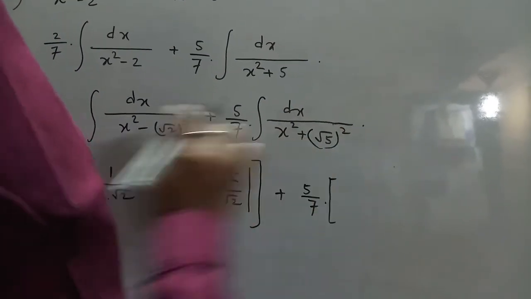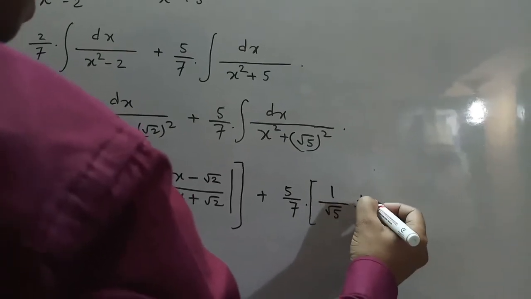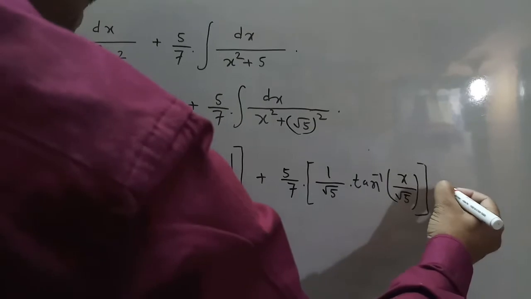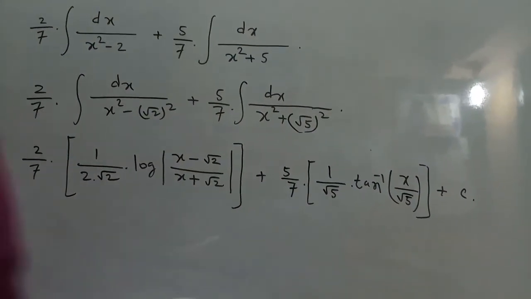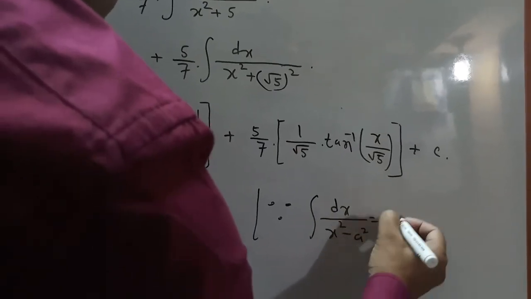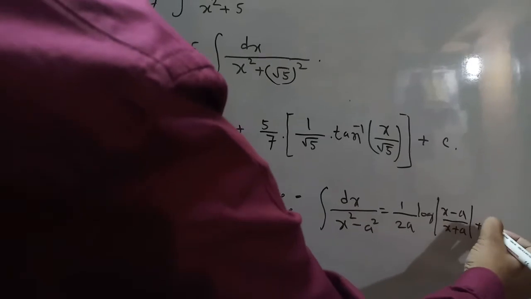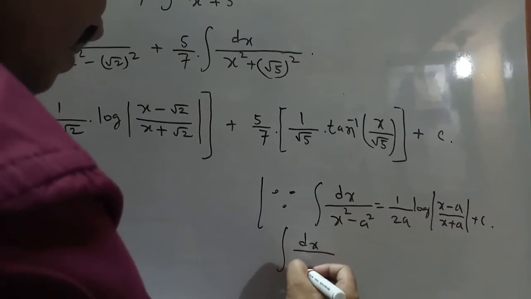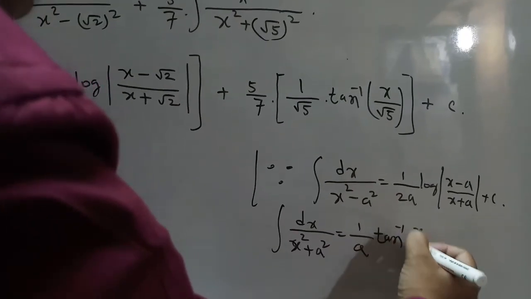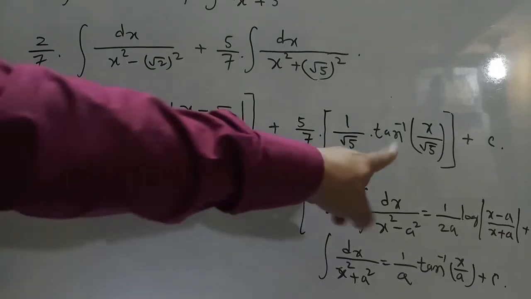Integral dx by x square plus a square, standard formula 1 upon a tan inverse x upon a plus c as a constant. Here the formula is integration dx by x square minus a square, 1 upon 2a log mod x minus a by x plus a plus c, and this is the formula for x square plus a square, 1 upon a tan inverse x by a plus c as constant. So this is the final answer, that's it.